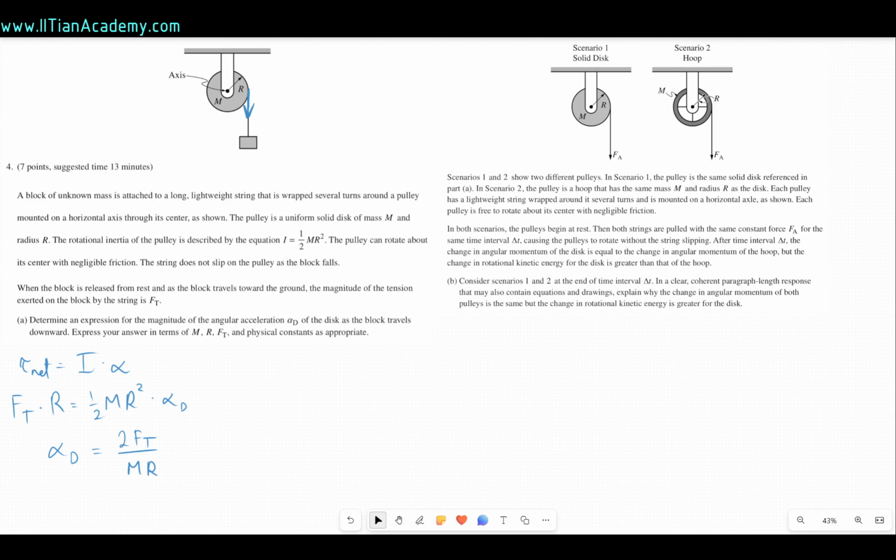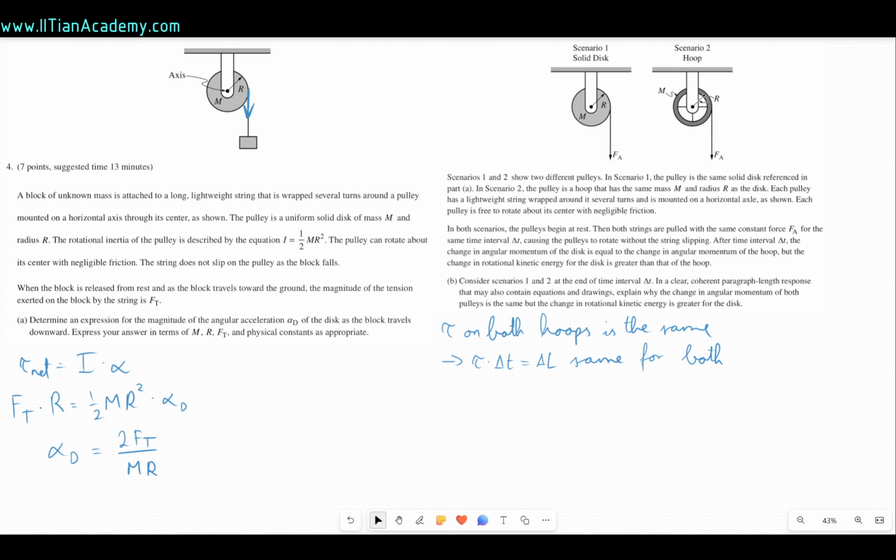So firstly, what we need to note is that the torque on both hoops is the same, as the torque only depends on the force that is pulling these strings and the radius at which they are pulling. And therefore, our torque times delta t, since torque is going to be the same for both, delta t is also the same for both. So this is equal to delta L, which will be the same for both hoops. So this is why their change in angular momentum will be the same.